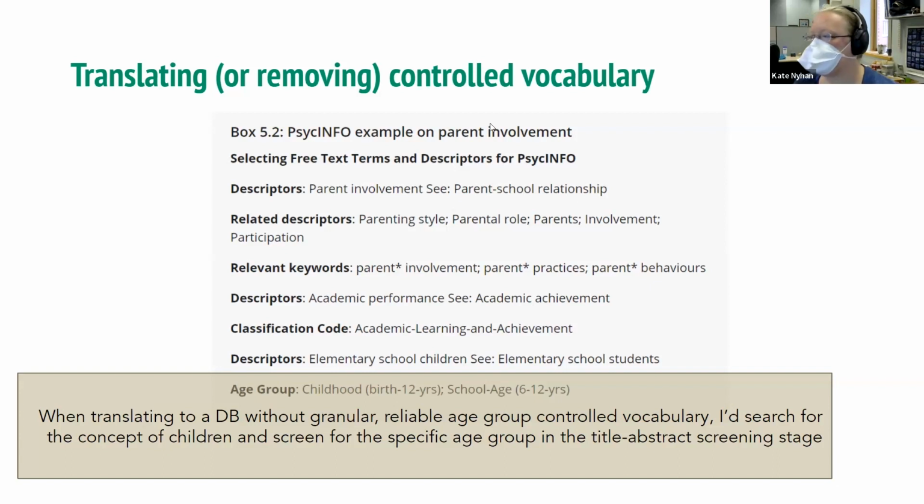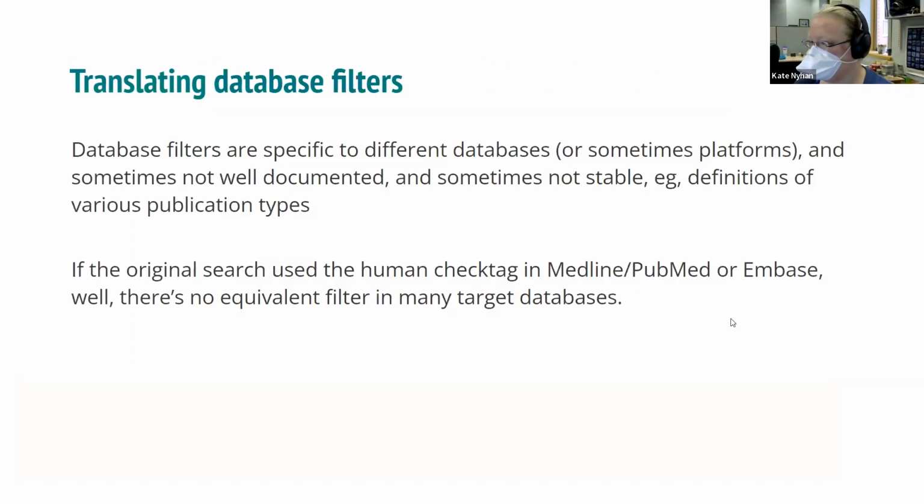On the other hand, the descriptors or subject headings for parental involvement or academic performance that are also visible in this example, those concepts, I'd be comfortable searching for using keyword searching in pretty much any bibliographic database. Now, filters can be a challenge because they rely heavily on database specific metadata. For example, the human check tag that you might see in PubMed, there's no real equivalent in many other free databases to use.